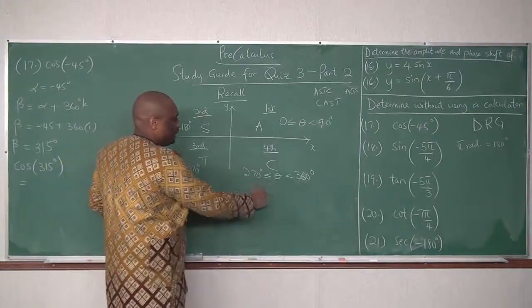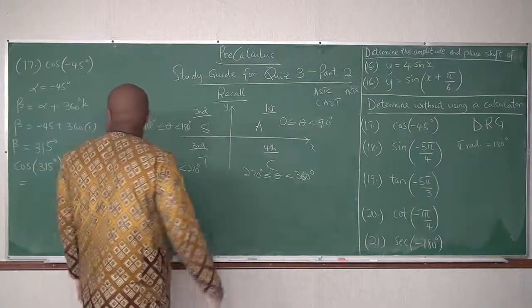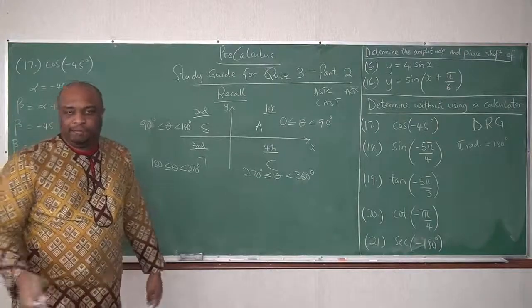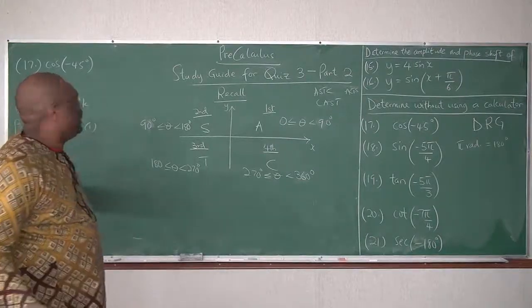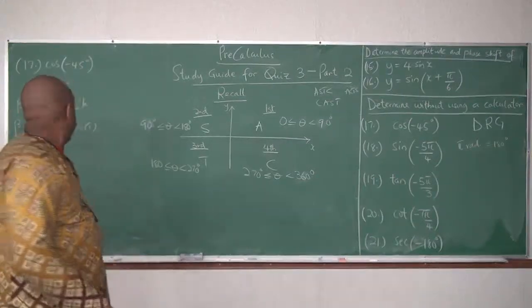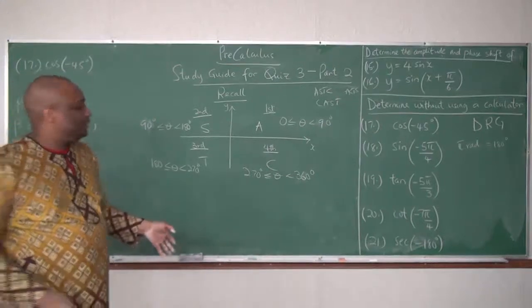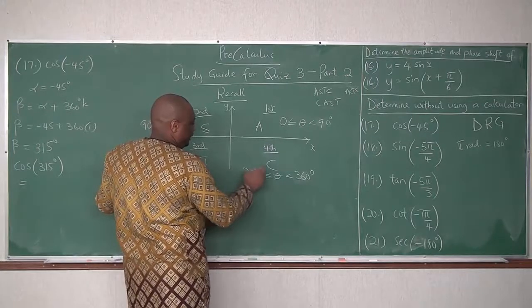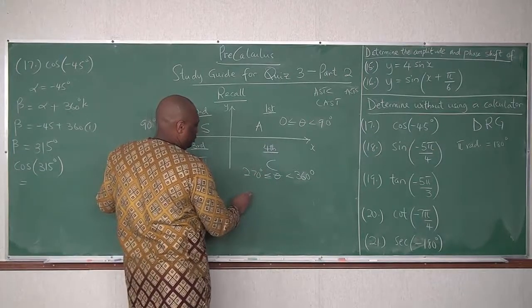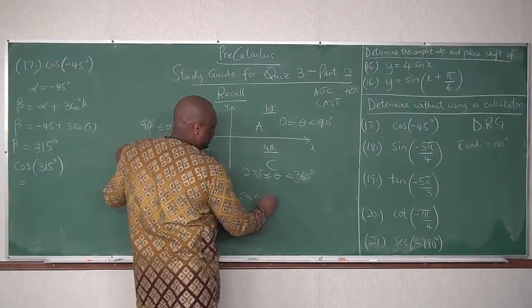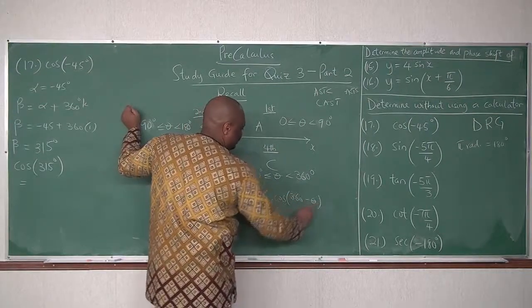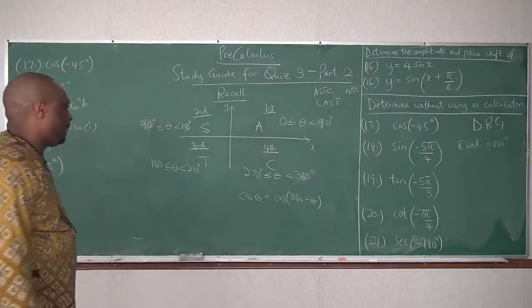315 is in the fourth quadrant, and in the fourth quadrant cos is positive, so you must have a positive answer. If you put cos negative 45 degrees in your calculator right now, it has to be a positive answer. Now let's find the answer. In this one, cos theta is the same thing as cos 360 minus theta.